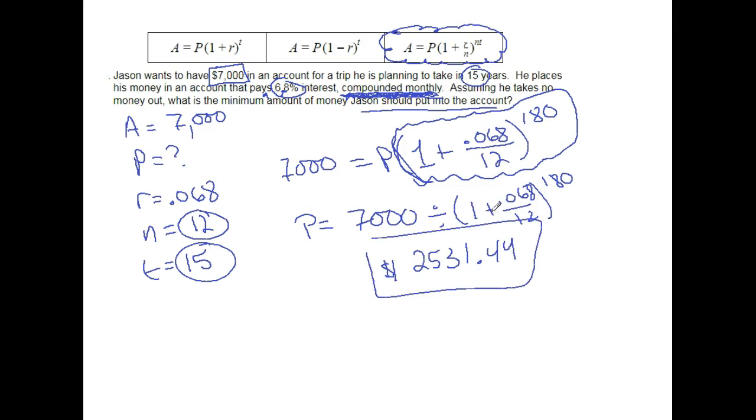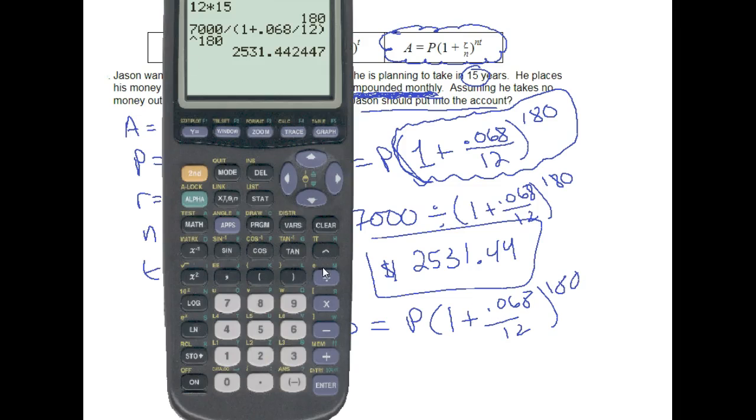But a lot of people don't like doing that. So what most people do is they take this part of things, 1 plus 0.068 divided by 12 to the 180th, and they want to get this number first. So most folks figure out what that is, and they get this decimal, which is totally fine. You can do that.